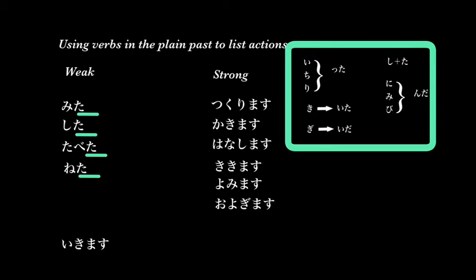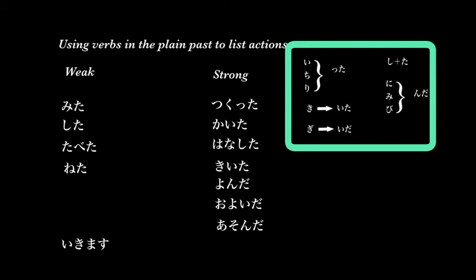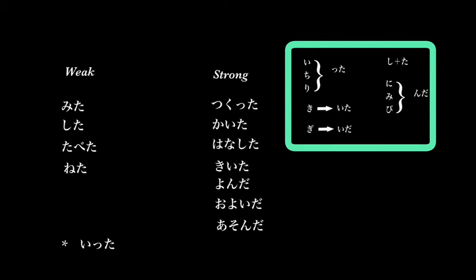Ending in ta. Tsukurimasu, tsukutta. Kakimasu, kaita. Hanashimasu, hanashita. Kikimasu, kiita. Yomimasu, yonda. Oyogimasu, oyoida. And asobimasu, asonda. And ikimasu becomes itta.